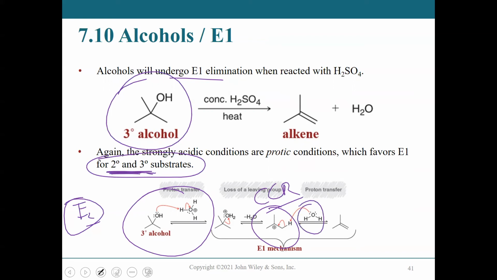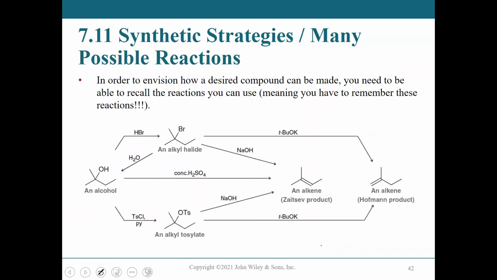And then water as a weak base will remove that beta hydrogen, forming the alkene as a product. Okay, it's an E1 mechanism. This one, we also went over in the previous chapter, 7a. That's an overview of all the reactions we've been doing in this particular chapter. This one is concentrated on 7b.